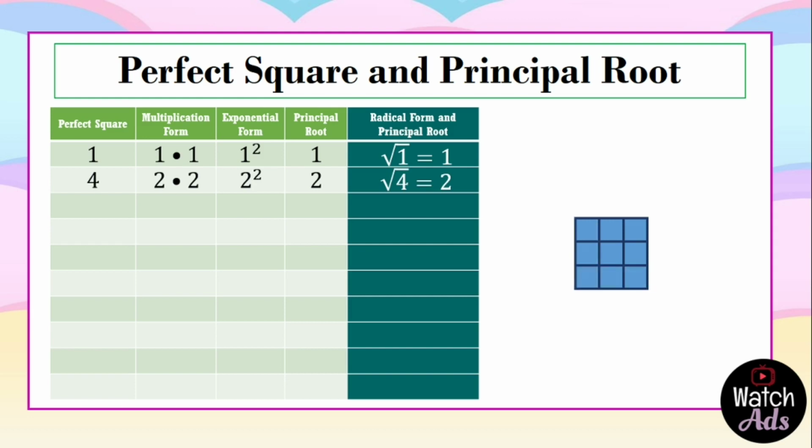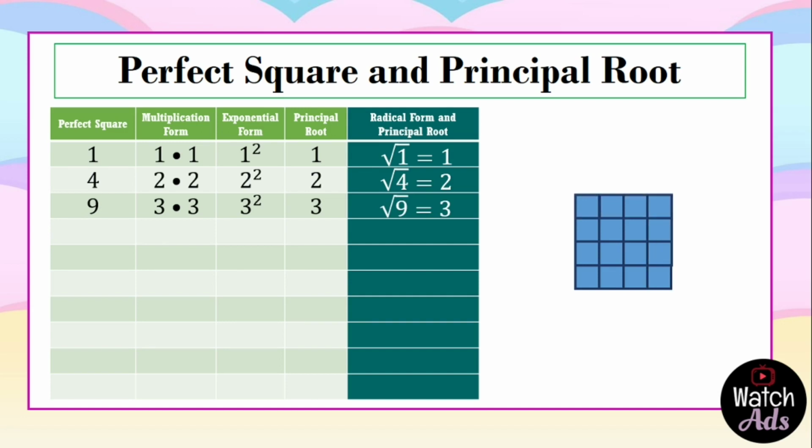For our next square, we have 3 units on one side, which is the exact same measurement for all sides because we are looking for a perfect square. Let us now count how many squares we can find. We have 9 squares. Now 9 is a perfect square. Its multiplication form is 3 multiplied by 3, and in exponential form, we have 3 squared. Therefore, our principal root is 3. In radical form, the square root of 9 is equal to 3.